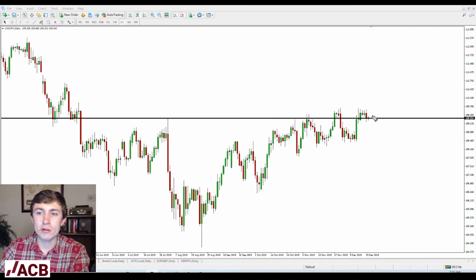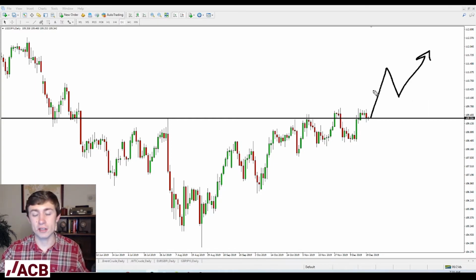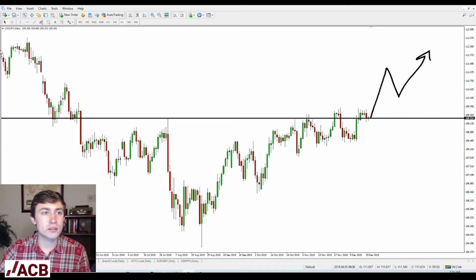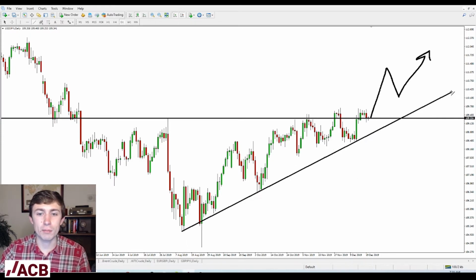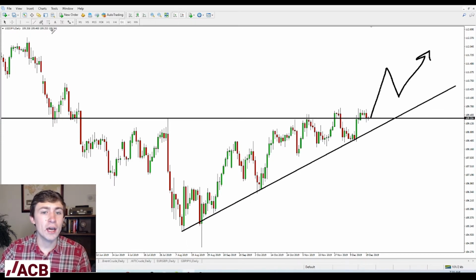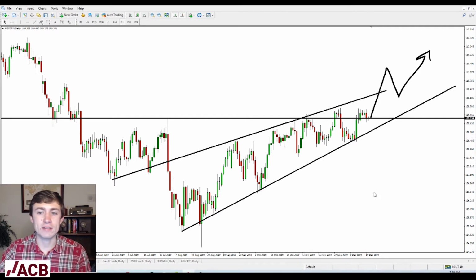If we can get some sort of convincing push to the upside and a pullback, there might be the signs that we are continuing this upward move. You could also make the case that there is kind of this upward channel or upward trend line going on that we could see continue to play out for the time being.